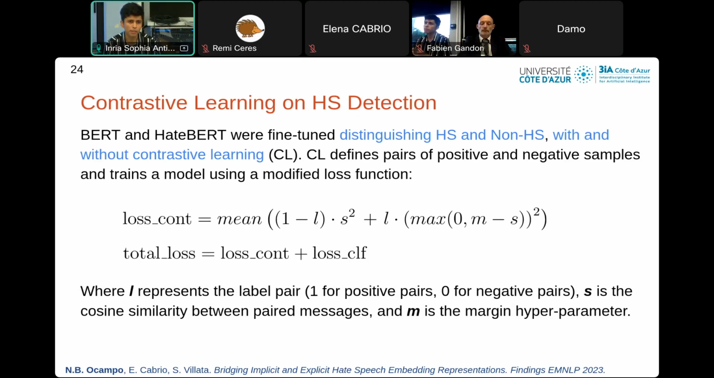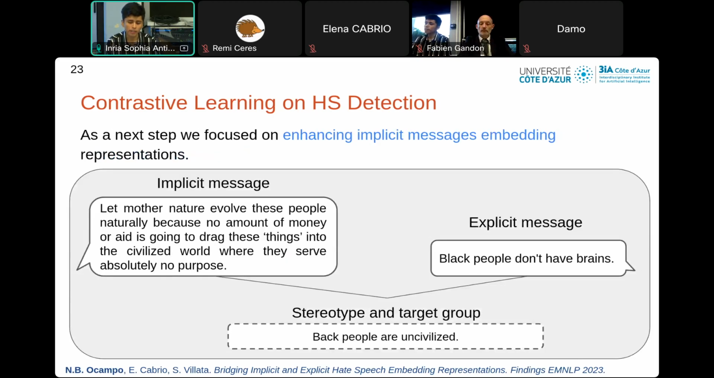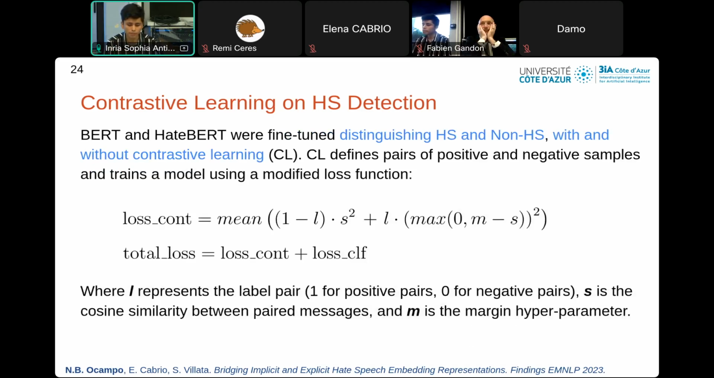In the representation space, negative pairs are the ones that you want to be farther apart. So as I was saying, we want to put together implicit messages with explicit messages that have a certain implied meaning or stereotype and the same target group. So this will correspond to positive pairs. And the negative pairs will be the other ones, basically the ones that we want to use to make the classification, so the hate speech and the non-hate speech ones.